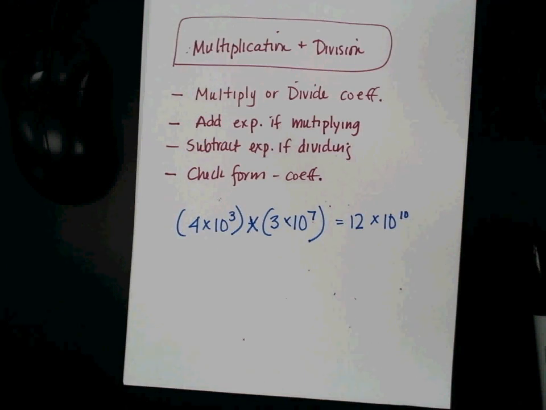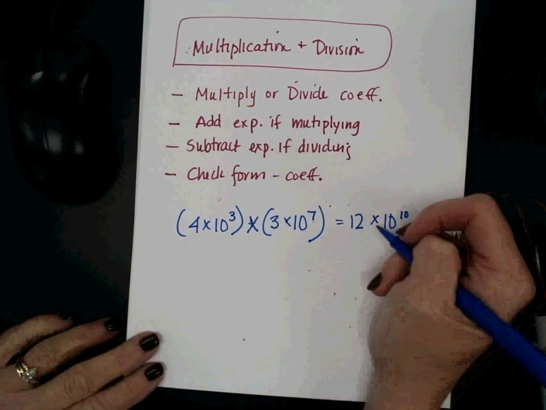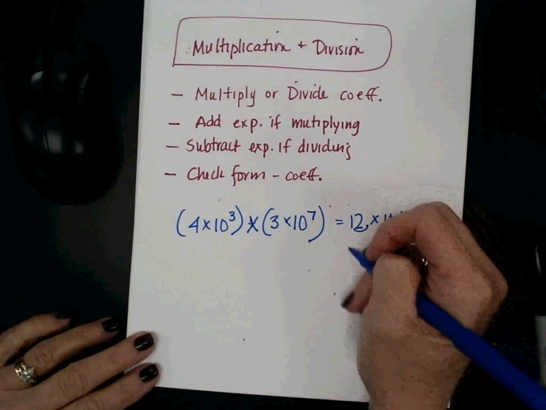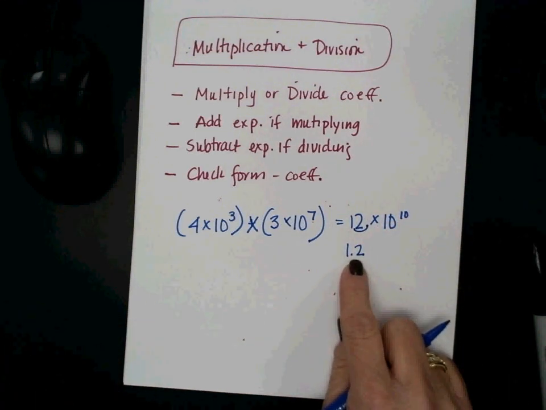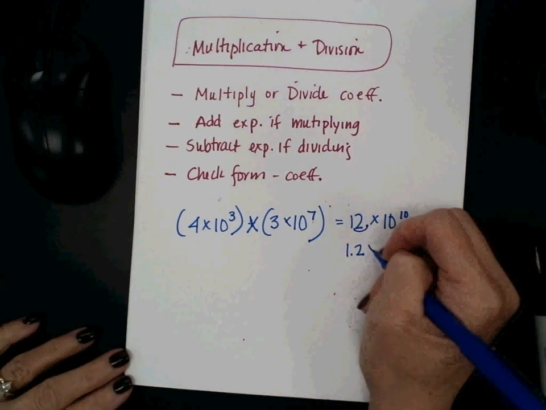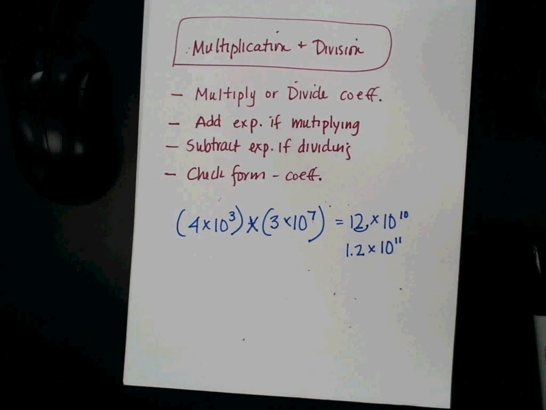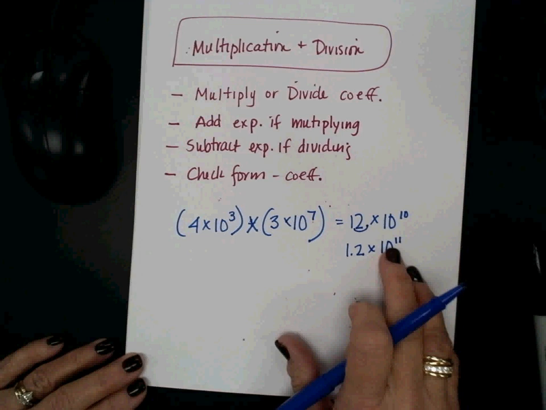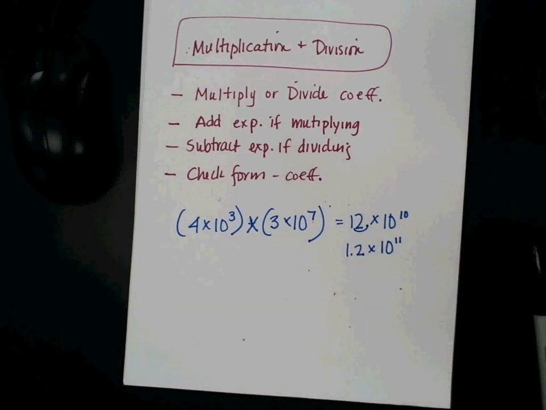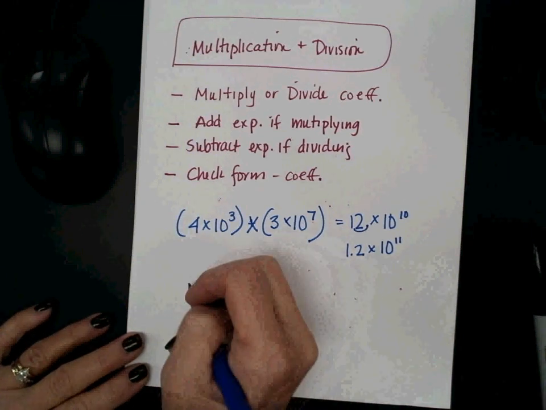Now look at my answer. Does it fit my rules? No, it does not. I have to get this to be between 1 and 9.9. I understood decimal is here. I have to move it over and make it 1.2. My coefficient got smaller. If my coefficient gets smaller, my exponent has to get larger by the same 10. It's all based on tens. So if this got smaller by 1/10 place, my exponent has to get larger by 1/10 place. Okay, now you guys try this one.